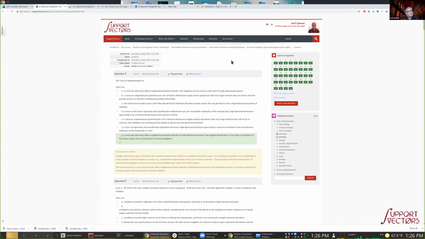So the first question was, the curse of dimensionality is which of the following? The correct answer is the curse of dimensionality. It's a curse that adversely affects neighborhood-based methods. In high dimensional spaces, the neighborhood grows to too large a proportion of the feature space when searching for k nearest neighbors. So the basic idea is this, guys, just to recap. Suppose you have 1,000 points on a one-dimensional unit line. If you put 1,000 points, they look rather close to each other.